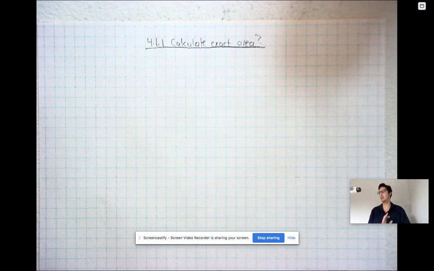Today, we're starting chapter 4, another phenomenal chapter. And we're going to start with this lesson here. So, we're talking about how do you calculate the exact area in this lesson.